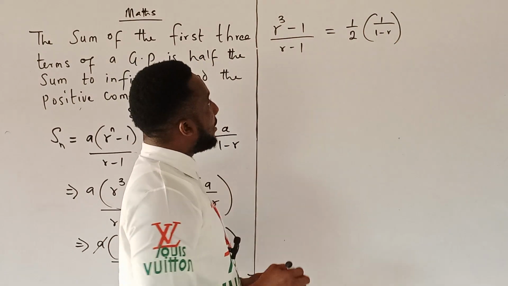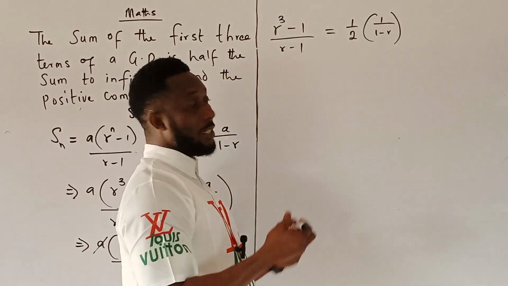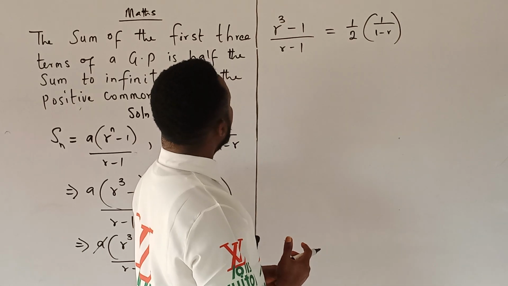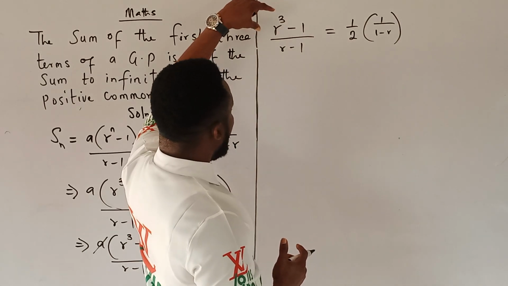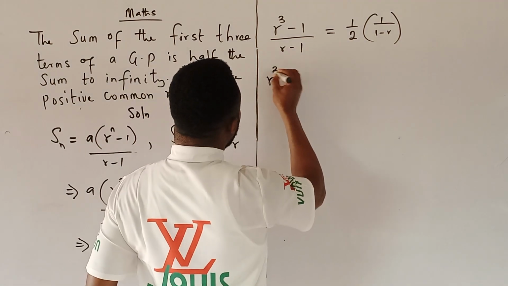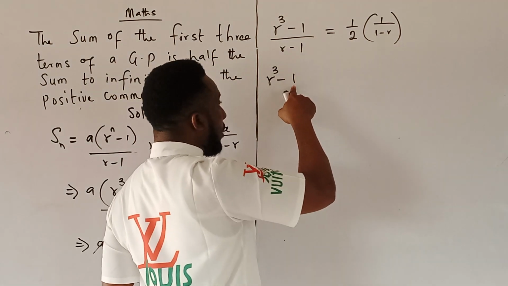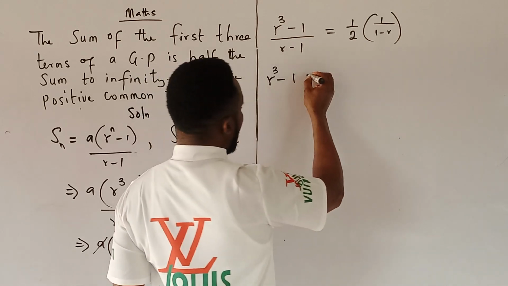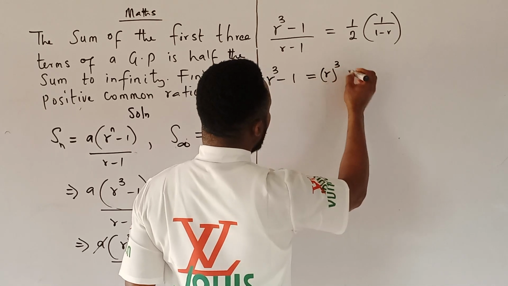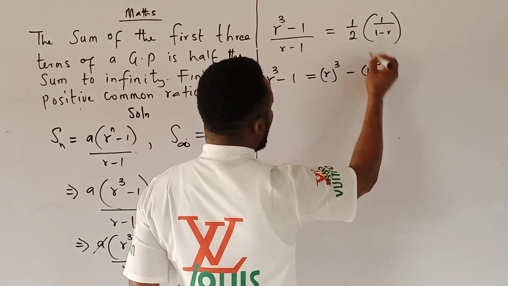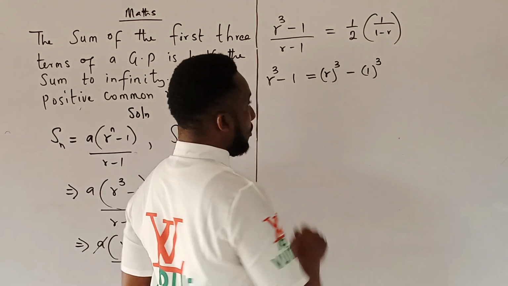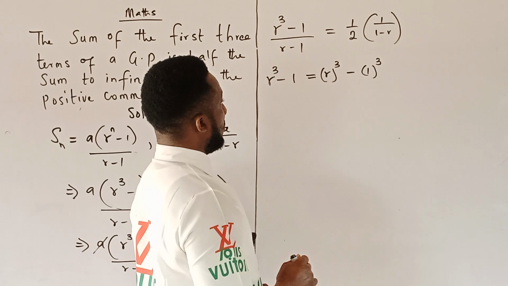So on the right side, we have a simple expression that we can easily distribute. On the left side, the numerator is the major concern. So r cubed minus 1, because 1 is a cube, I can write r cubed minus 1 as r all cubed minus 1 all cubed. So (r)^3 minus (1)^3 is actually a difference of two cubes.